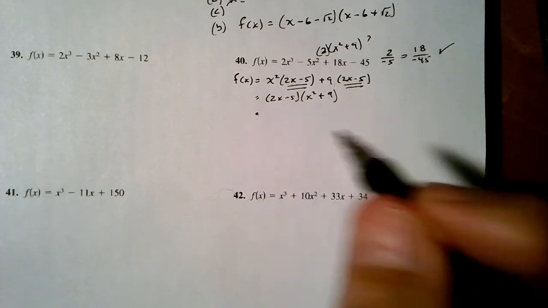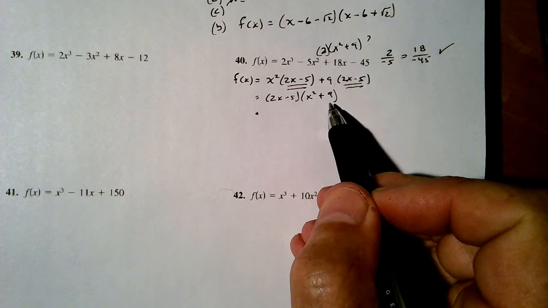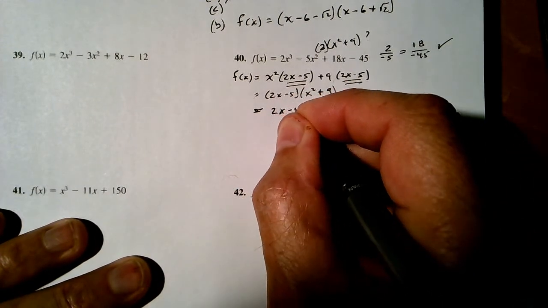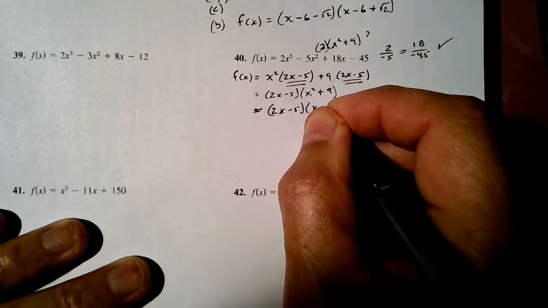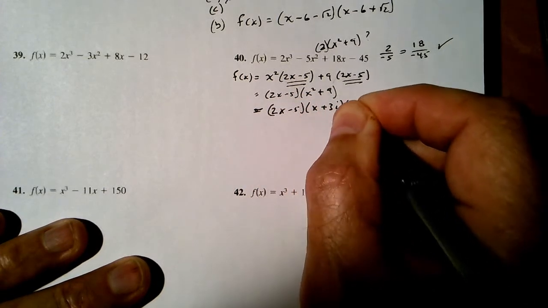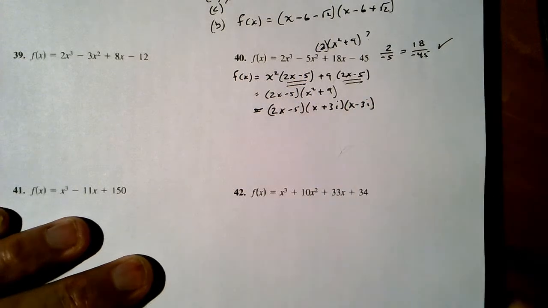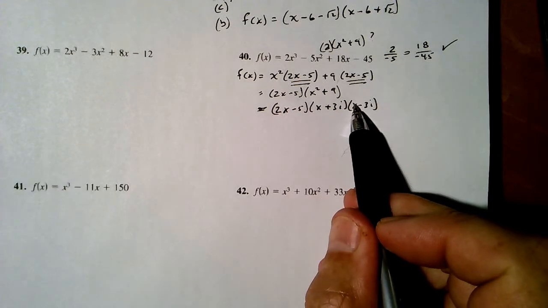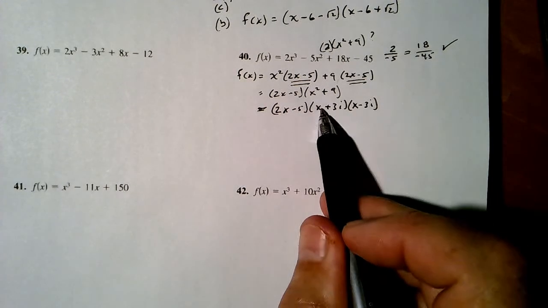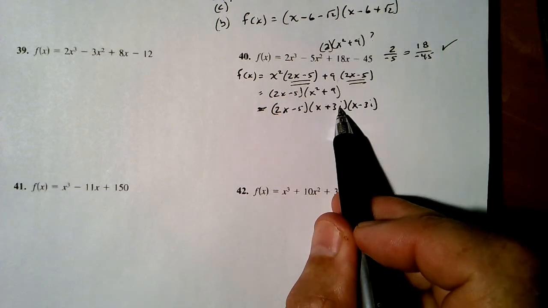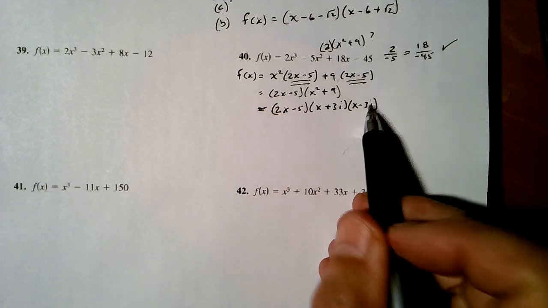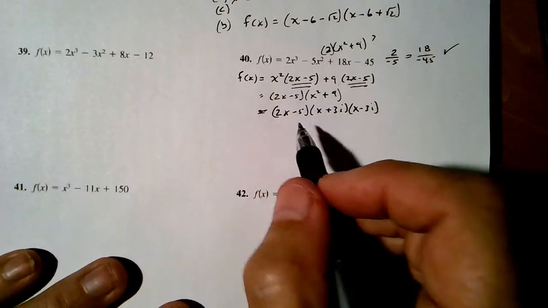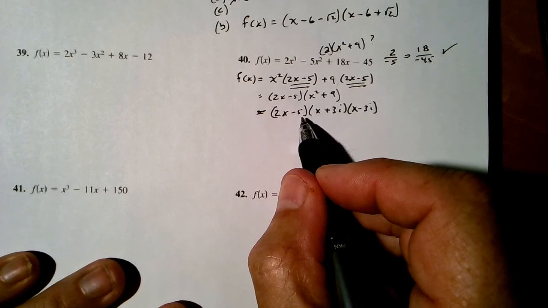And now, in imagination land, x squared plus 9 factors. It's supposed to be an equals. So I get 2x minus 5 times x plus 3i times x minus 3i, as I said on the last page. If you're not comfortable with that yet, FOIL and see. X squared, got it? Minus 3xi plus 3xi, cancel. And minus 9i squared, i squared is negative 1, so minus 9 times negative 1 is plus 9. We got it. So there's our linear factorization.